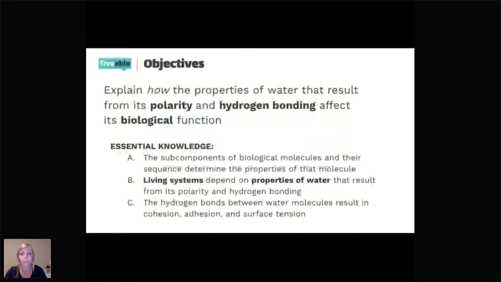Okay, objectives for today. These are straight from the College Board. We want to be able to explain how properties of water that result from polarity and hydrogen bonding affect biological function. So it's really wordy, I get it. But the idea is you're not just memorizing what's polarity and what's hydrogen bonding anymore. You need to explain how those properties then give things a biological function.